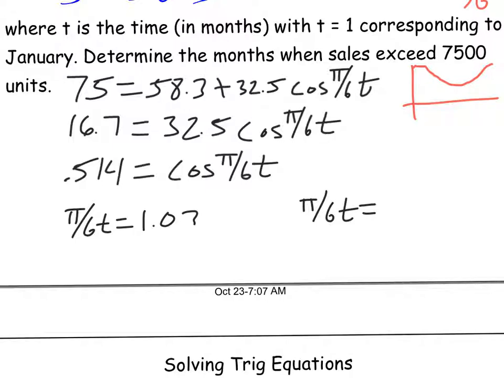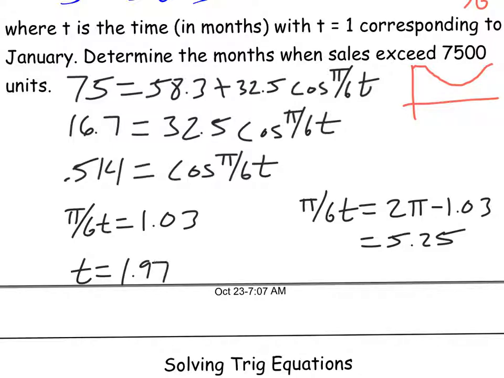It's 1.03. Over here, to get your second one set up, you should do 2 pi minus 1.03. That would equal 5.25, and now on both of these, they just need to be divided by pi over 6. That would give us 1.97, which according to the context of this problem, would be about February. And then over here, take 5.25 divided by pi over 6, and then you would get 10.03, which according to this model is about October.